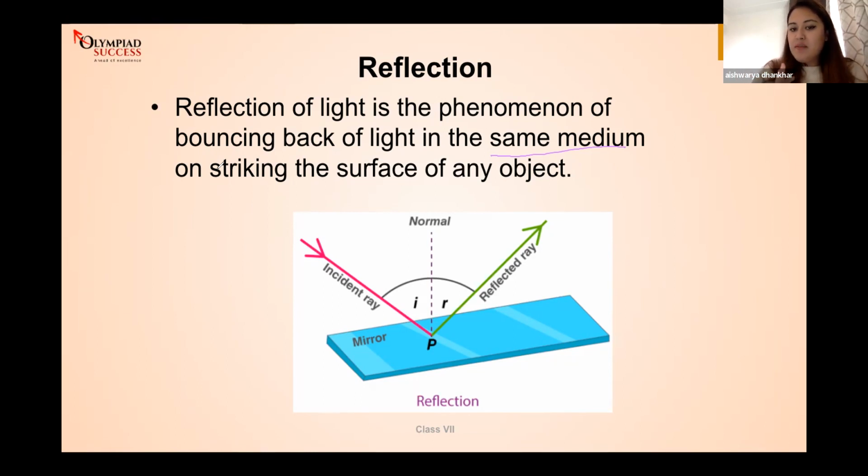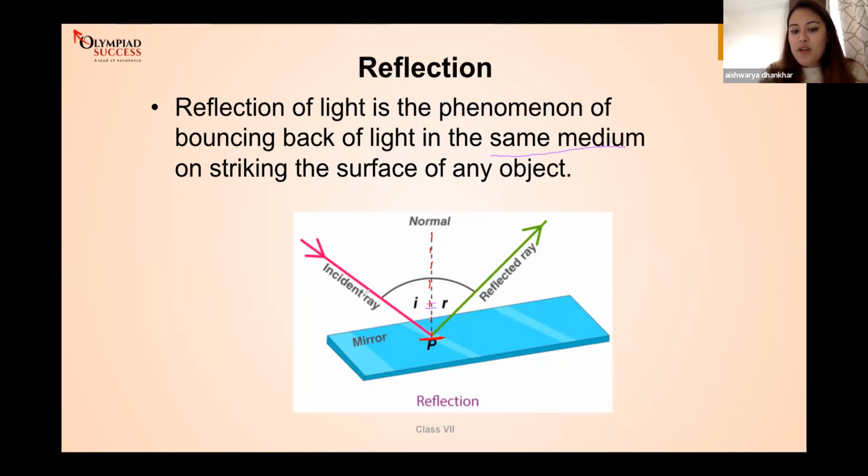And the main thing about reflection is that the angle of incidence is always equal to the angle of reflection. That means we take a normal, an imaginary line that is drawn perpendicular to the point of incidence. Okay, we don't draw a random line. I can't draw a line here or here. This line needs to be perpendicular to the point of incidence.